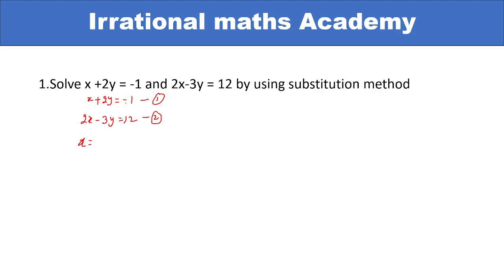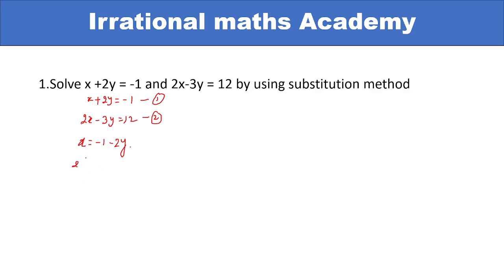Already minus 1 is there. Now I'm transposing this plus 2y to this side. If I transpose plus 2y to this side, it becomes minus 2y. So x equal to minus 1 minus 2y, and that I'll substitute in equation 2. Wherever you see the x value, I'll substitute minus 1 minus 2y.